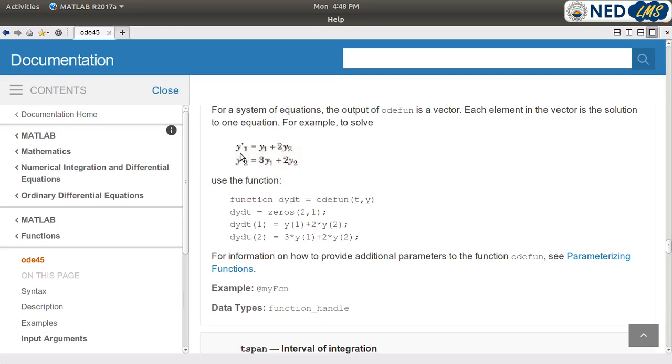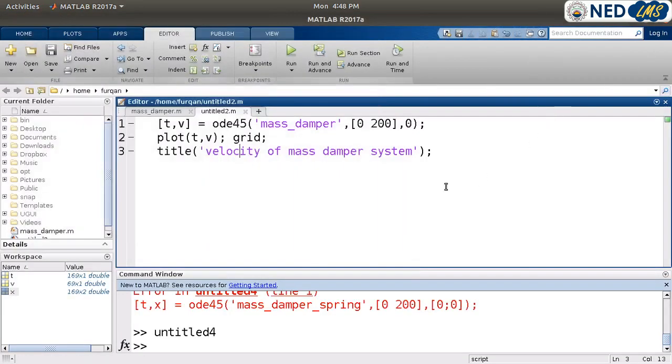Here you can see y dash 1, which is dy1 by dt. So dydt bracket 1 is written like this, equal to y1, written like this, plus 2 into y2. Similarly, dy2 by dt, which is y dash 2, is written like this, and so on for the whole equation. So we will follow the same procedure in writing the function handle in our case.